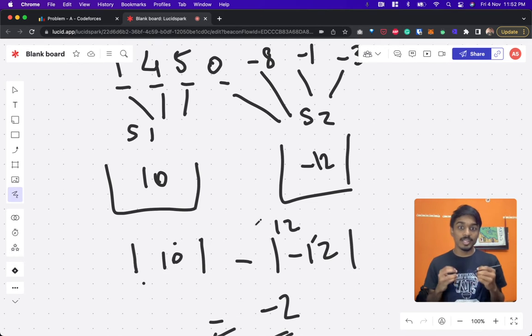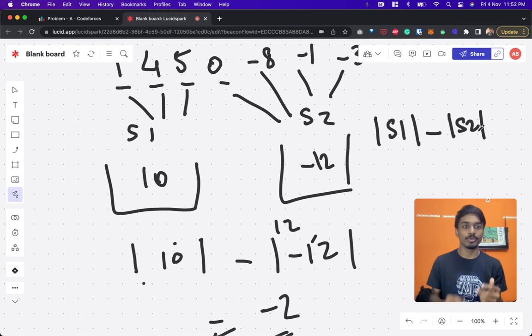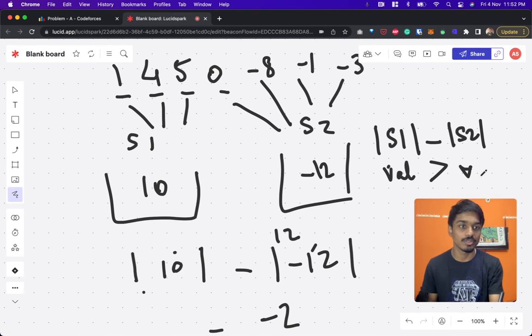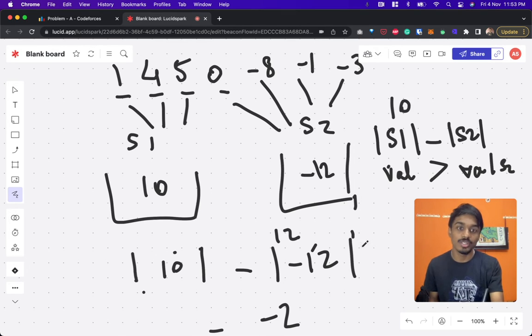Now, they told that mod of sum of S1 minus mod of sum of S2 should be maximum. How do we know it? Maximum means the value of S1 should be greater than the value of S2. Do I make sense? Right? Okay. Now, how do I know which is maximum? We don't have to know it at all. Suppose in this case, S1 is 10 and S2 is 12. Okay, -12 becomes 12 after the mod. So the result is -2.